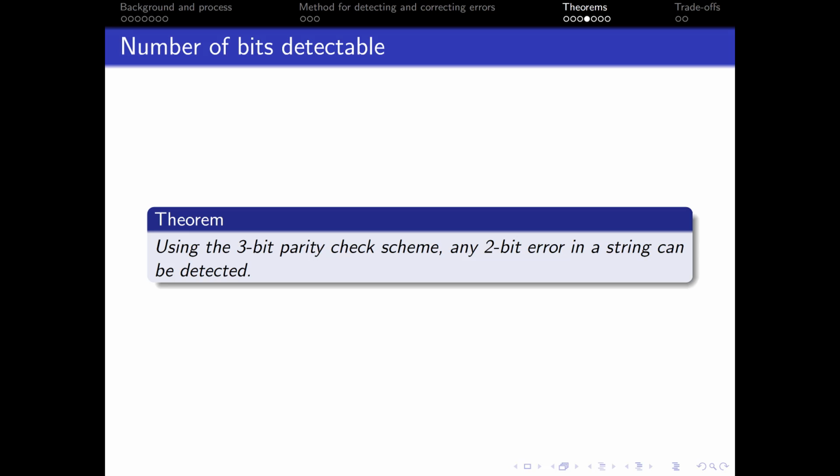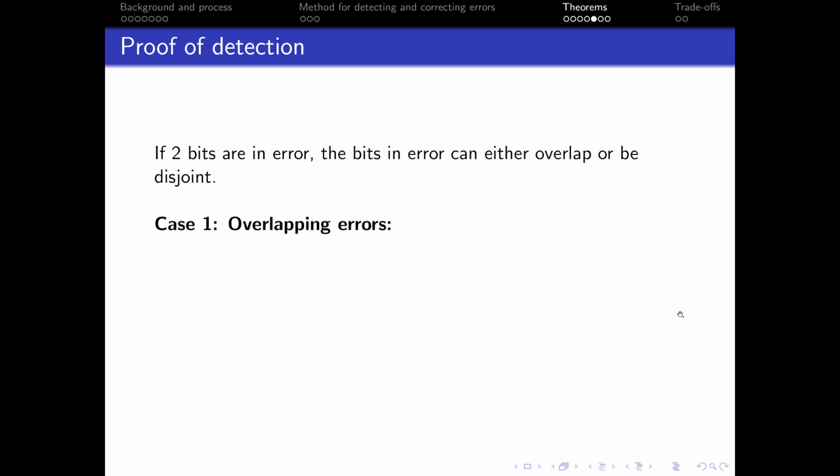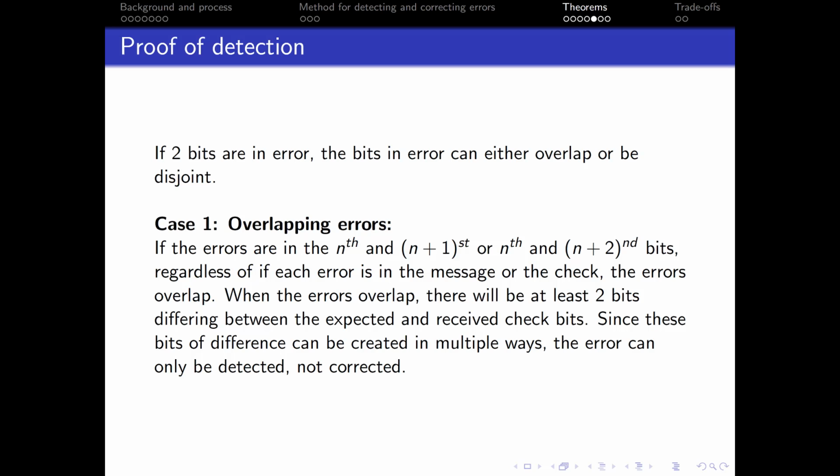So now the number of bits detectable in our 3-bit parity scheme, using n additional bits for the transmission for an n-bit message: any 2-bit error in a string can be detected. If 2 bits are an error, they can either overlap or be disjoint. If they overlap, for example, the nth and n plus 1st bit, or the nth and n plus 2nd bits, regardless of if those errors are message or check bits, they can both be in the message, both be in the check, or one be in each. The errors will overlap, and there will be at least 2 bits differing between the expected and received check bits. And since those differences can be created in multiple ways, you can only detect the error, not correct it.